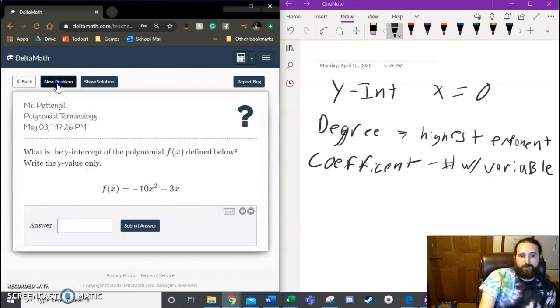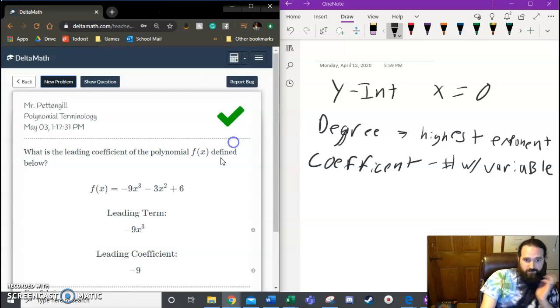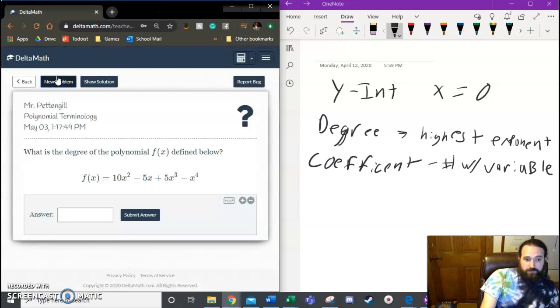Y-intercept, we just did one like this. Leading coefficient of this one. Again, I look for the highest degree. That is x to the third power. So the highest degree is 3. Negative 9 is the number there, so negative 9, submit answer, yes. And you just keep repeating these over and over. These are things we've done, but just not quite in this way, so you need to look at it and approach it. So, hope you guys don't find this too challenging.